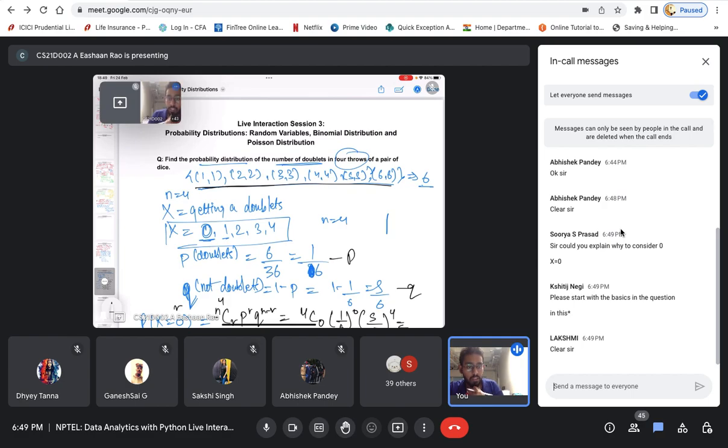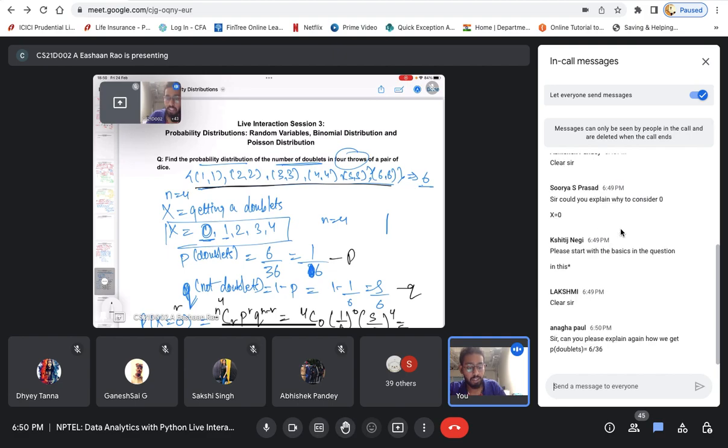Kshitij, please start with the basics in the question. Kshitij, what basics are you asking for? Are you asking for basics of probability or basics of binomial distribution? Please let me know in the chat, because these are actually basic questions. Okay, can you please explain again how we get P of doublet as 6 by 36? For that, okay, let me do one thing.